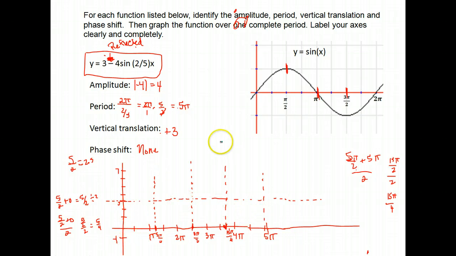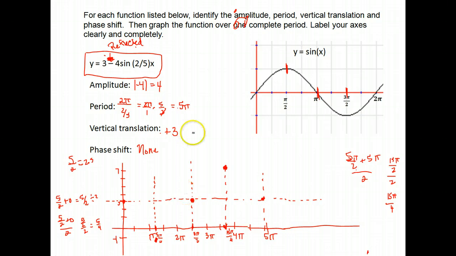So, my sine function starts at 0. Normally it goes up to its peak, but remember this was reflected because of the negative that was multiplied there. So we're going to go down. We're going to start at 0 on our midline, go down, reach our lowest point, which is 4 below the midline at 5 pi over 4. We are going to come back up to the midline halfway through, which was 5 pi over 2. We're going to go back up and reach our peak 3/4 of the way through, which was at 15 pi over 4, and then we'll come back down at 5 pi.